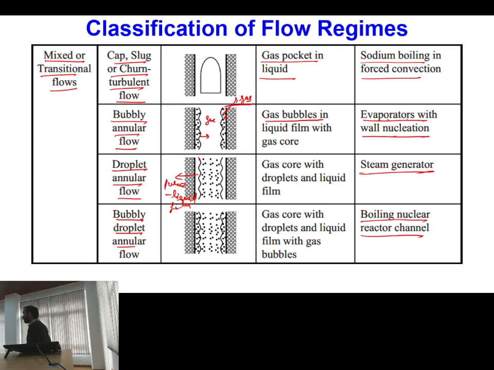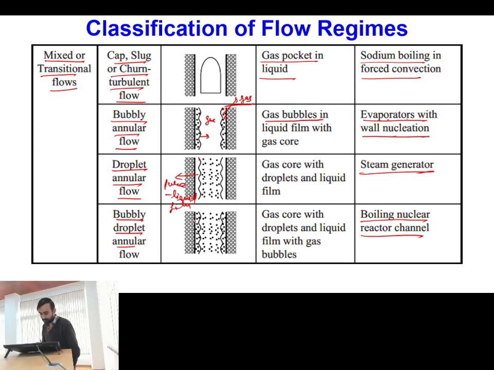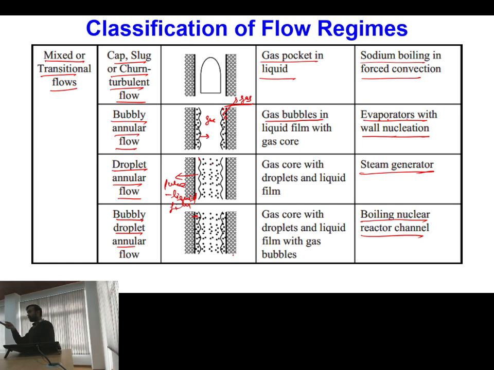Because in case of a nuclear reactor, your heat flux is so high that there will be evaporation also, and there will be wall nucleation also. Okay. Because of this, in case of nuclear reactors, we will be having bubbly droplet annular flow. And the majority of nuclear reactors are actually operated in this regime only, because in this regime two effects are together assisting in the heat transfer process: one is wall nucleation and second is evaporation. So that's why this is considered one of the efficient methods of heat transfer, because here two effects are actually combining.